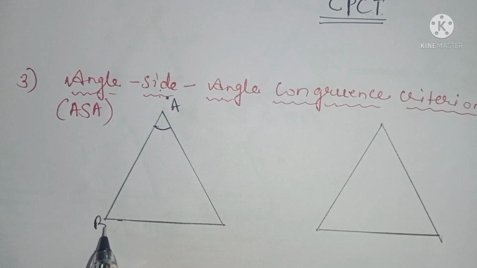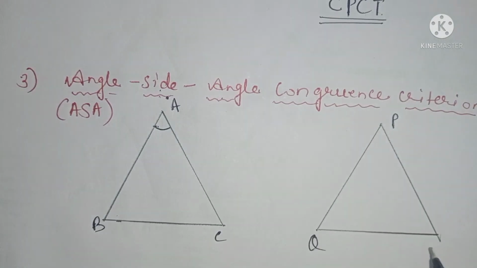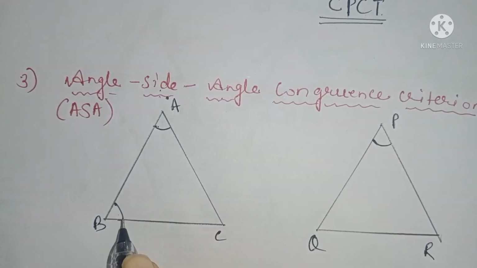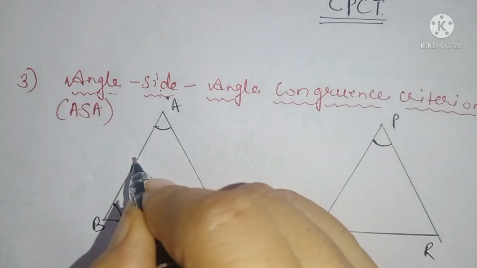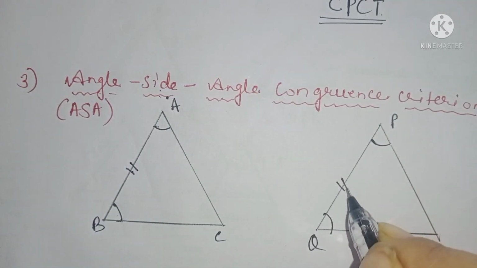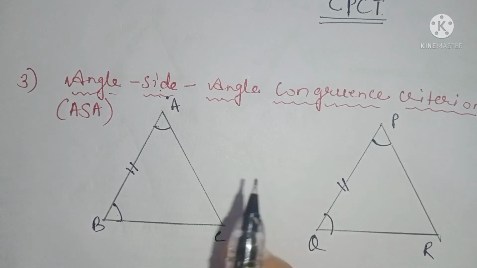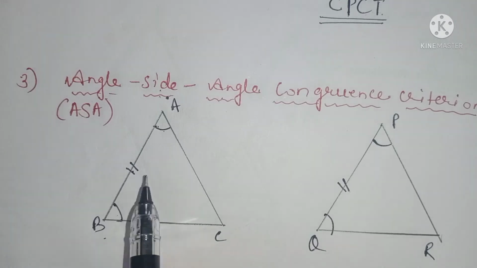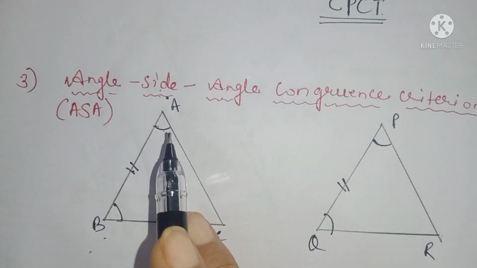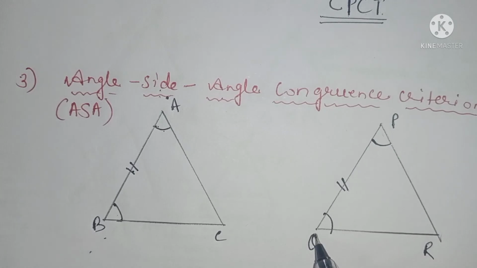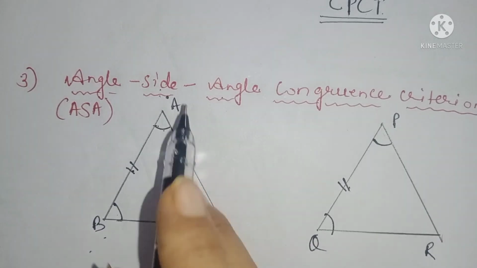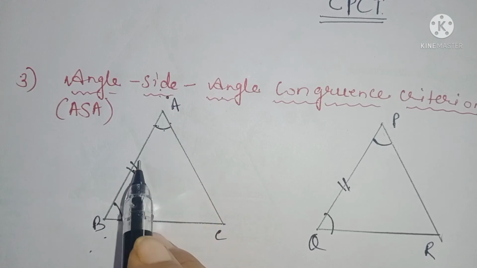Suppose this is my triangle ABC and this is my triangle PQR. Here angle A is equal to angle P, angle B is equal to angle Q, and the included side here, AB, is equal to PQ. So what is the definition? What is the rule? The rule is two triangles are congruent if the two angles and the included side of one triangle are equal to two angles and the included side of the other triangle, of course corresponding. Okay, so then we can say the triangles are congruent by angle side angle.